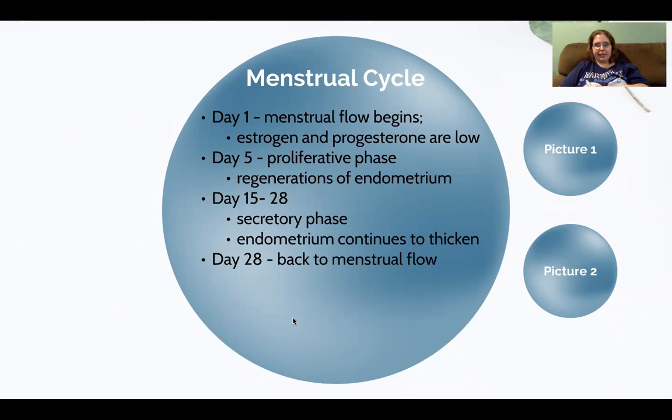Day 15 to 28 is known as the secretory phase. So we have our base endometrium done, but now we're going to continue to thicken it up to make a nice squishy pillow for a potential baby. If no fertilized egg has implanted in it, then by day 28, we are back to the menstrual flow, which means that we're going to shed that endometrium, that uterine lining, and reset the uterus so that we can prepare it for the possibility of a new egg and maybe a new fertilization event.